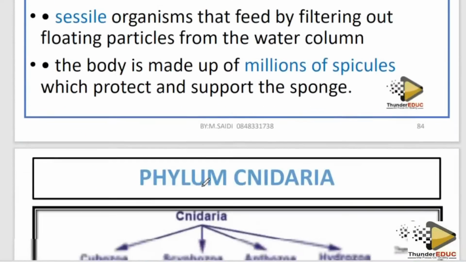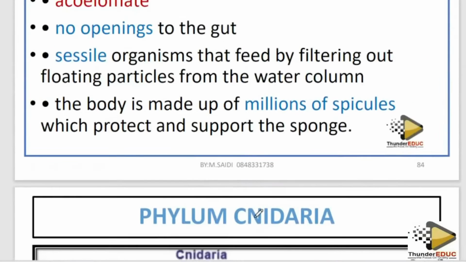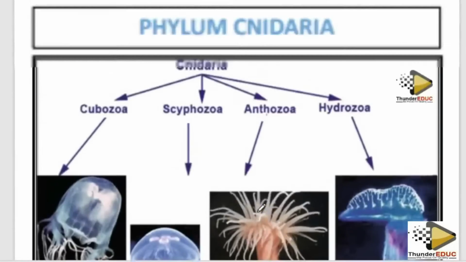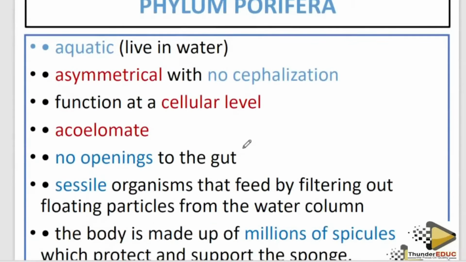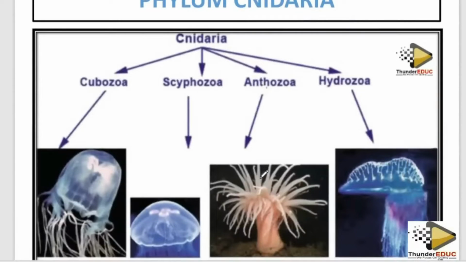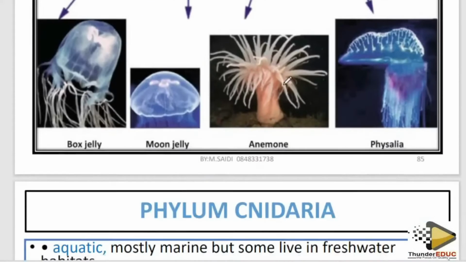Do you understand? So, if you look at cnidarians, I don't know whether you call it cnidaria or cnidarians. Cnidarians, this one is asymmetrical. This one, Porifera. They're like sponge. Yeah, that's why they call them sponges. Sponges, yes.